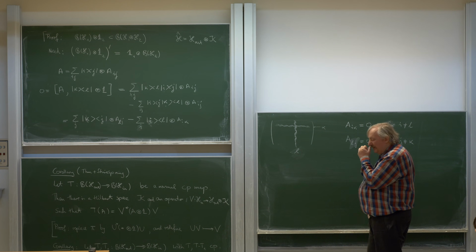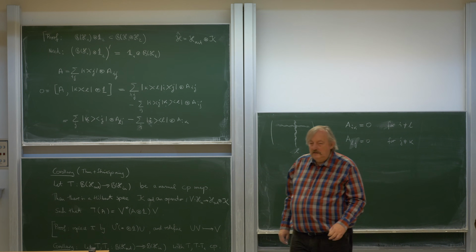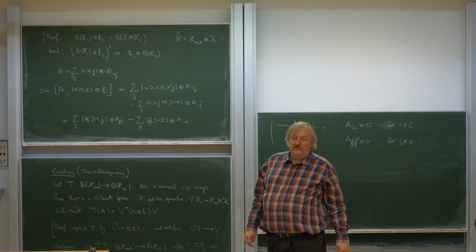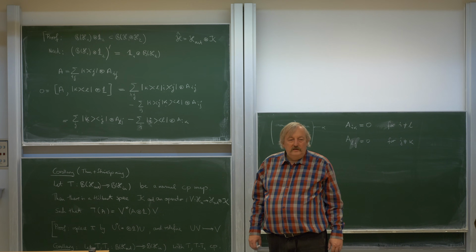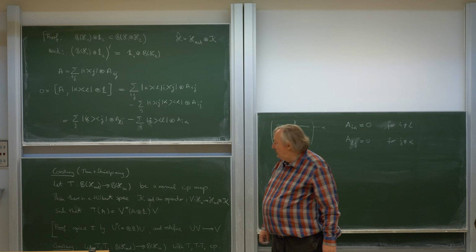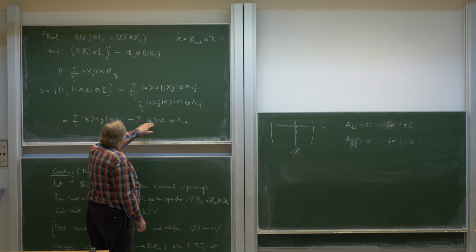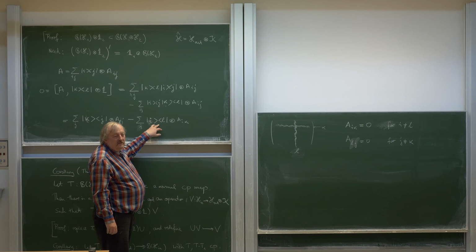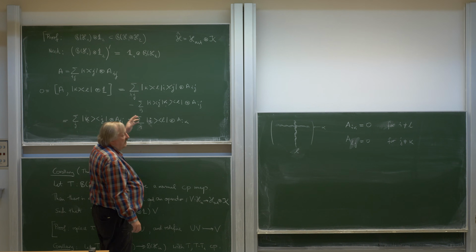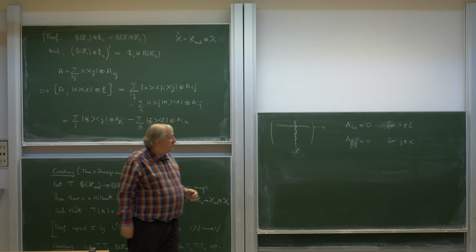So we cannot make a conclusion here about the AKL matrix element. That's the only one that we cannot identify with 0. And the reason here is quite clear, because then this sum has an intersection, and for that we cannot say much. But K and L were arbitrary. Right?